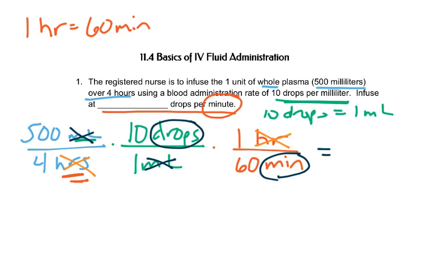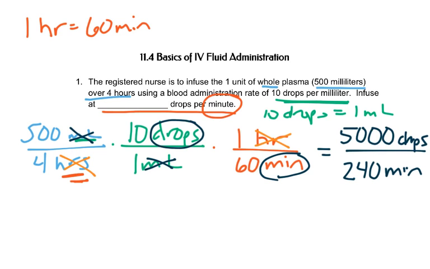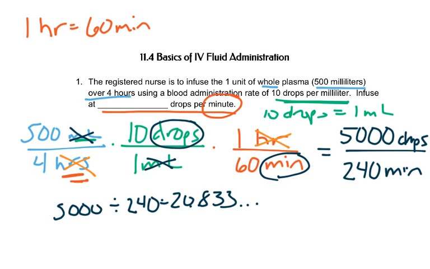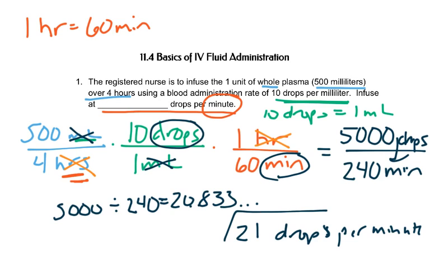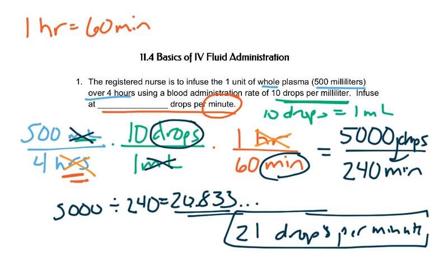So let's multiply straight across. 500 times 10 times 1 will give me 5,000 drops. In the bottom we'd have 4 times 1 times 60, which is 240 minutes. So if we divide 5,000 divided by 240, we get 20.8333, and it keeps going. So we'll call that 21 drops per minute. And we get the units by reading straight down, drops per minute. And all we've done with this number is rounded to the nearest whole number.